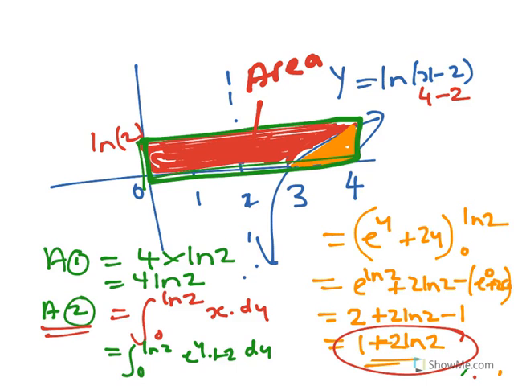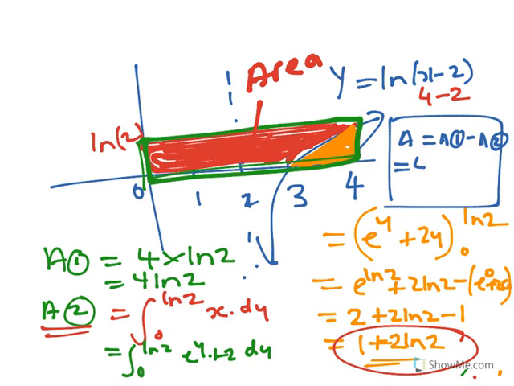So when I want to get the whole area, what I need to do is I need to subtract them. So I'm just going to do it here. We do area 1 minus area 2. So we do the rectangle, which is 4 ln 2, and we take away 1 plus 2 ln 2. So when you take away that, that's 4 ln 2 minus 1 minus 2 ln 2. 4 ln 2 minus 2 ln 2 is 2 ln 2. So we end up with 2 ln 2 units squared.